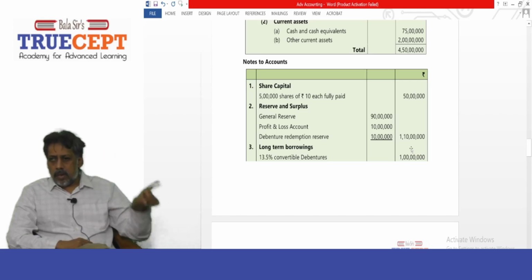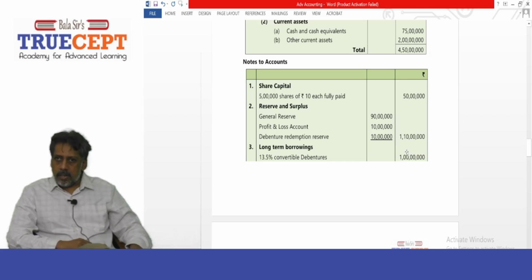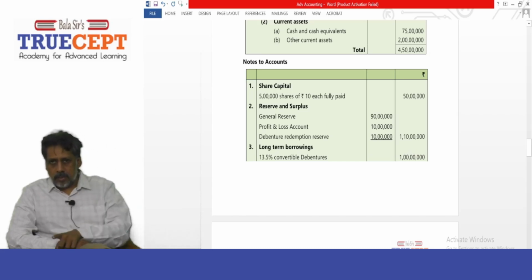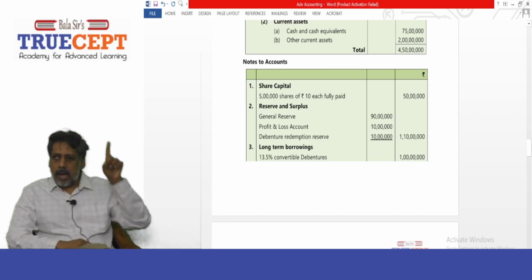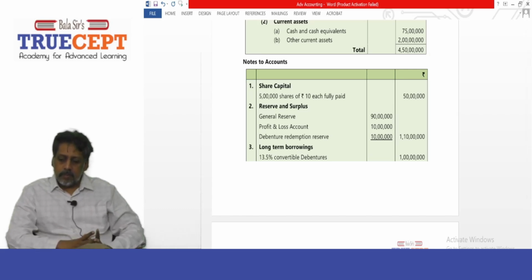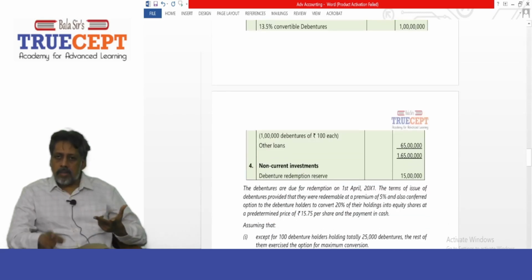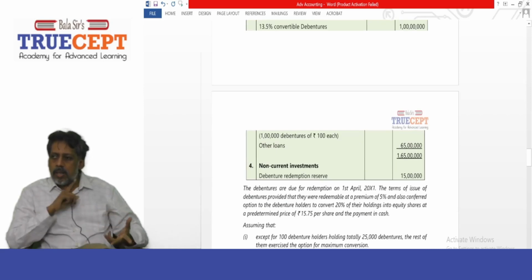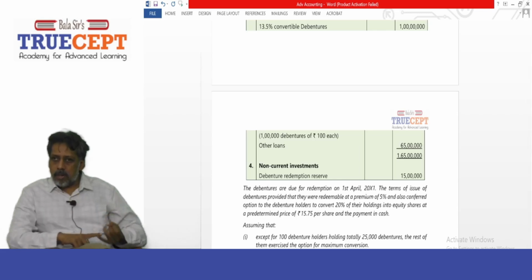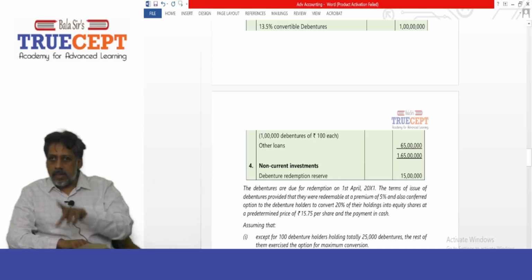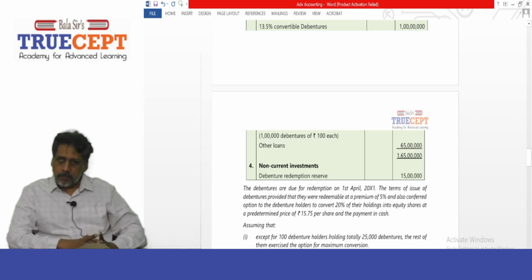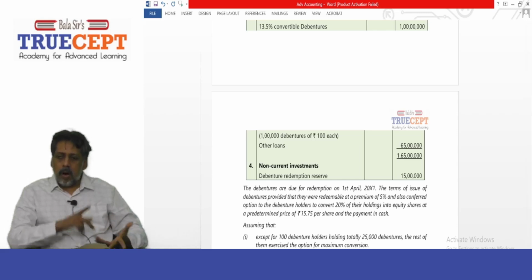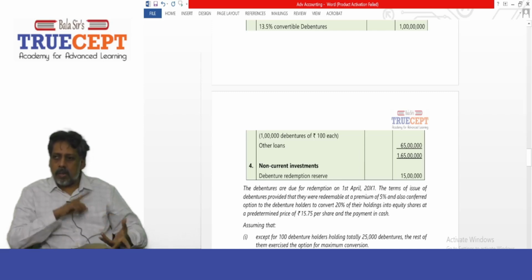Remember, the debenture redemption reserve is a reserve that is created the minute the debentures are issued, just to show that you have the intention to repay the debenture holders. Next, long-term borrowings, 13.5% convertible debentures, 1 crore. You saw rupees 1 crore is the debenture value. What is 10% of rupees 1 crore? 10 lakh. And that is the amount of debenture redemption reserve to be created. So that is actually 1 lakh debentures of rupees 100 each, rupees 1 crore.